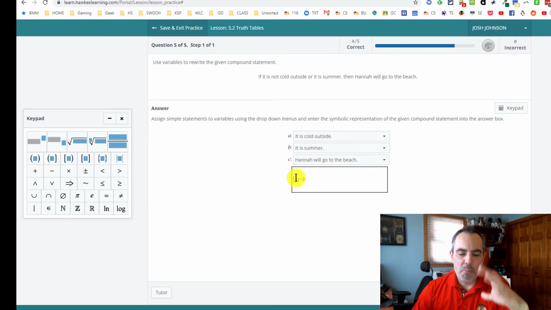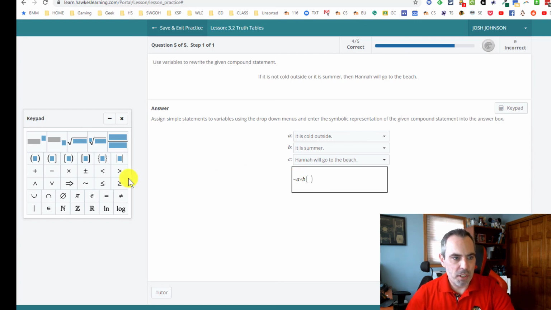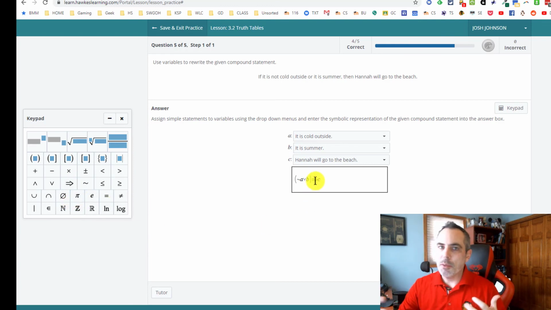Because I'm using those two things together, I'm going to put parentheses around these. And I should have done the parentheses first, so I'm just going to recopy what I have here. Not A or B. And I have it in parentheses because I'm going to use that and say, based on that question, then Hannah will go to the beach. So again, whenever you see that line or arrow, it means if all of this stuff, then this happens. Hypothesis, conclusion. This says if it is not cold outside or it is summer, then Hannah will go to the beach.